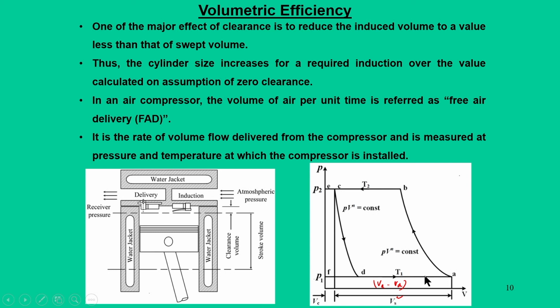Now, for air to enter into the system, we must create a pressure difference. So, normally the suction pressure for the compressor is kept lower than atmospheric. So, the suction pressure is different from the atmospheric pressure, but the gas that enters into the system is atmospheric. So, all this mass flow rate which was calculated is based on the atmospheric conditions. That is what it says: the free air delivery is the rate of the volume delivered from the compressor, measured at the pressure and temperature in which the compressor is installed, and typically it is atmospheric pressure and temperature.